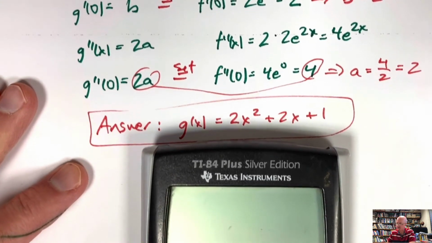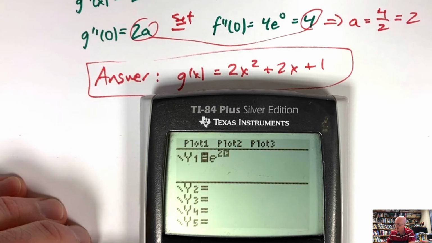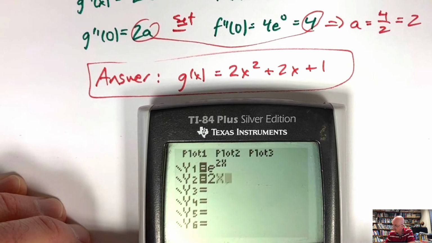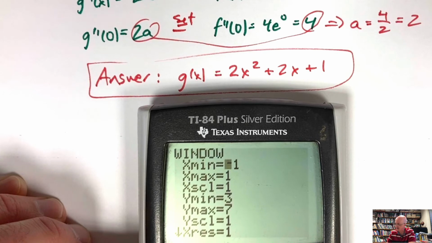Okay, so go to the calculator. My y equals screen, I'm going to plot e to the 2x. I'm plotting both functions here. And I'm also going to plot this function that is the answer, 2x squared plus 2x plus 1. It's supposed to fit it near x equals 0. What happens near x equals 0? Let's try negative 2 to 2 just to see what we see. Function values at 0 are 1. So maybe let's try negative 1 to 3 and see what we see. Graph it.